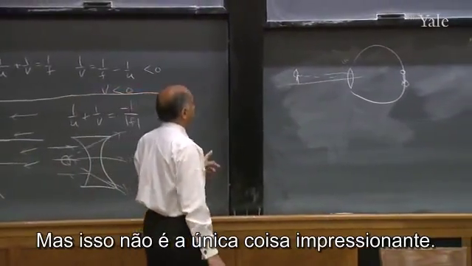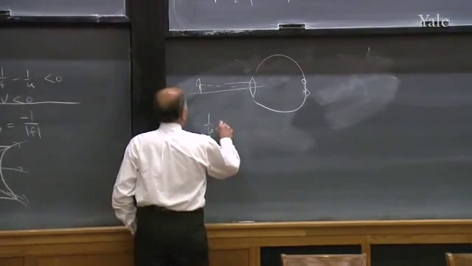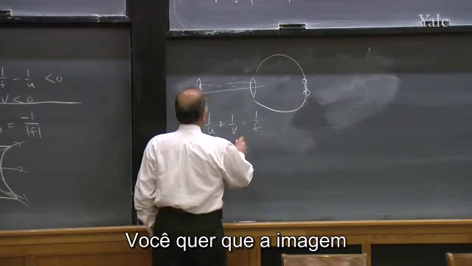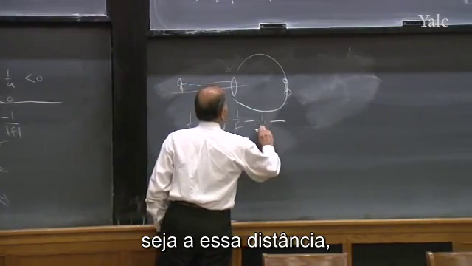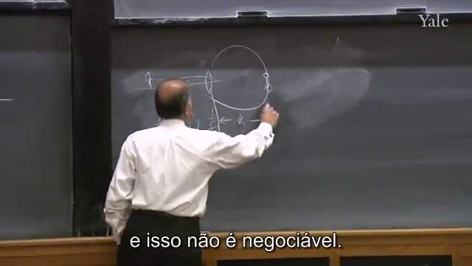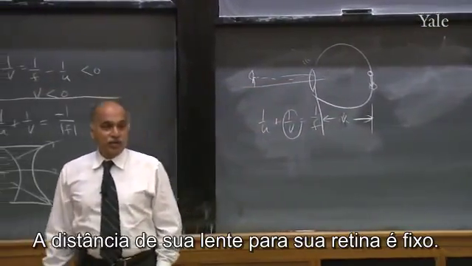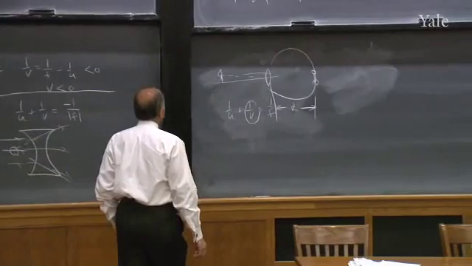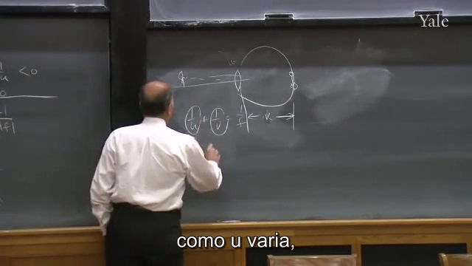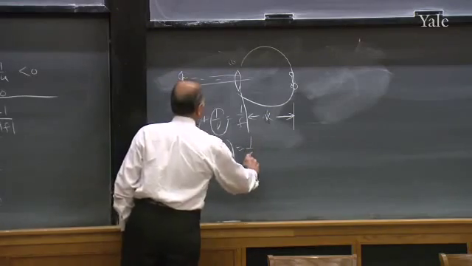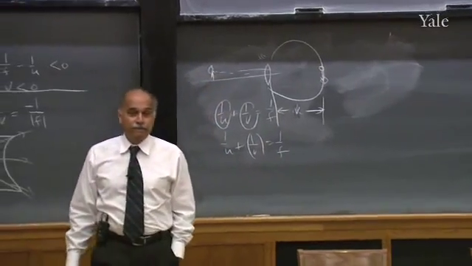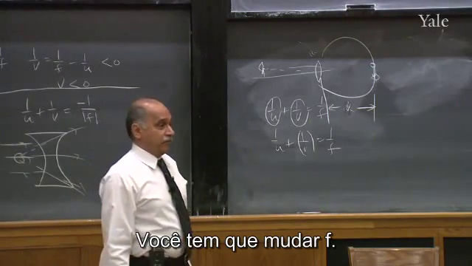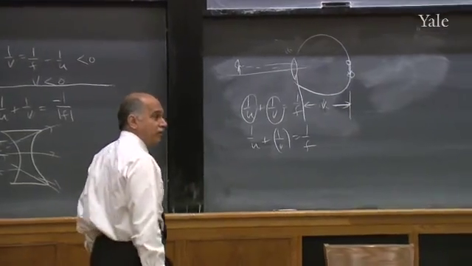But that's not the only impressive thing. If you have an object here, you go to the lens equation. You want the image to be at that distance, and that's not negotiable. The distance from your lens to your retina is fixed. So no matter what you have, as u varies, you want v to be fixed to obey this equation. So how do you think that's going to happen? Yep. Pardon me? You got to change f. You got to change the focal length of the lens.